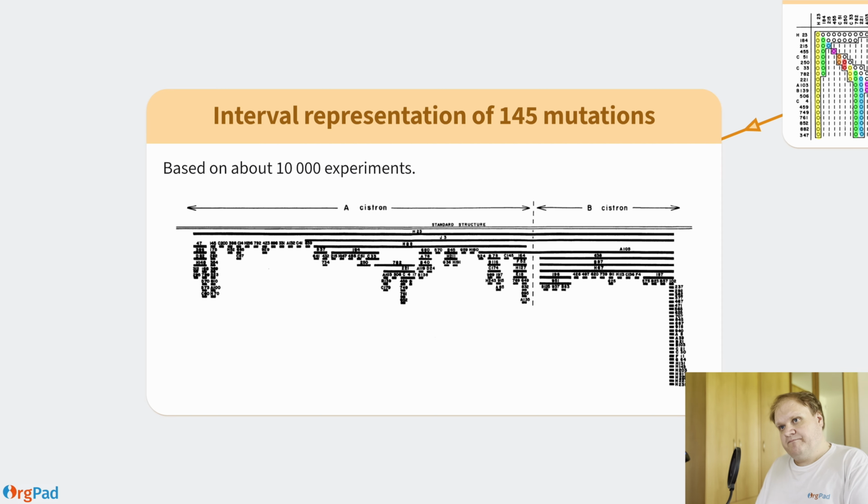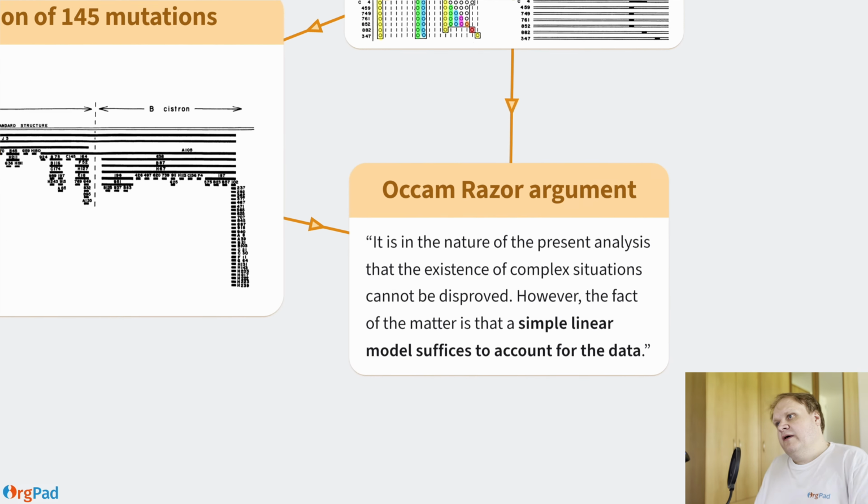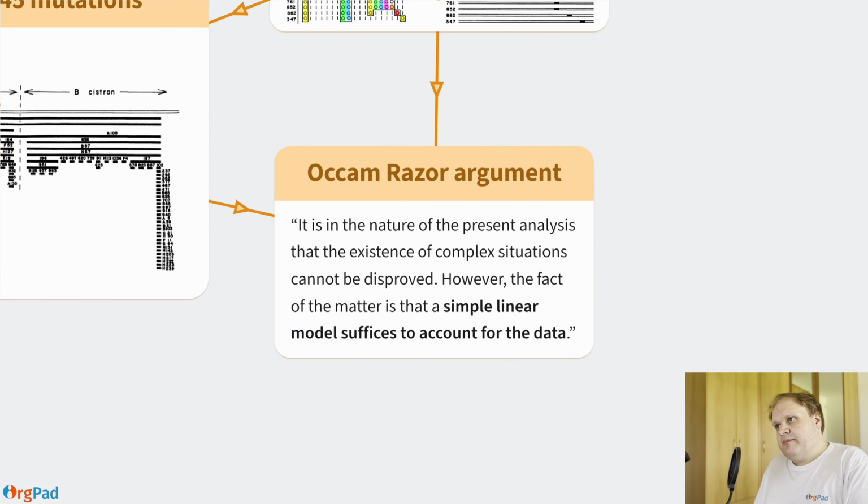So he was able to get a sort of Occam's razor type of argument that, okay, maybe the situation is actually more complicated, but for the data he got, it was not necessary. So by Occam's razor, we should just consider the simplest model which is sufficient to describe the data. And that was the linear model. So that gave quite good evidence that the structure is linear. And nowadays we of course know that this is true.